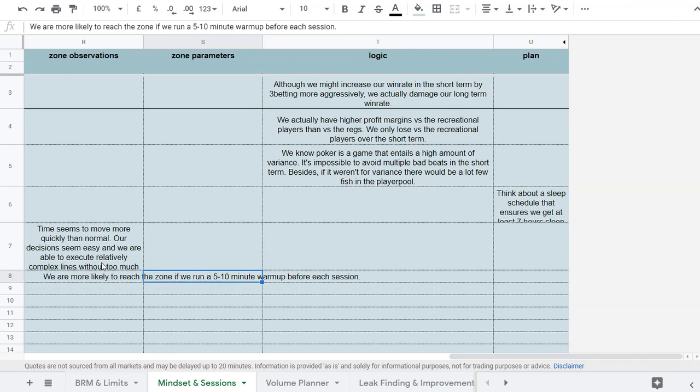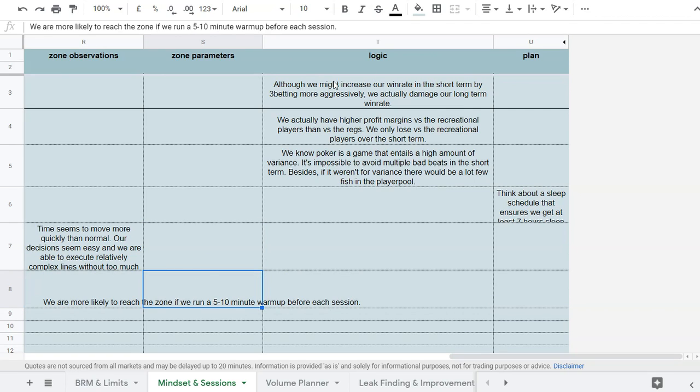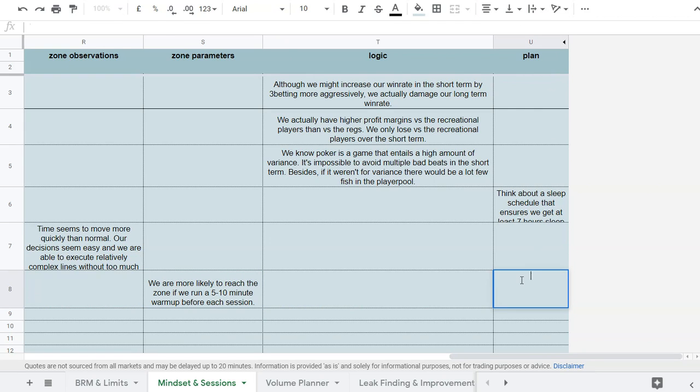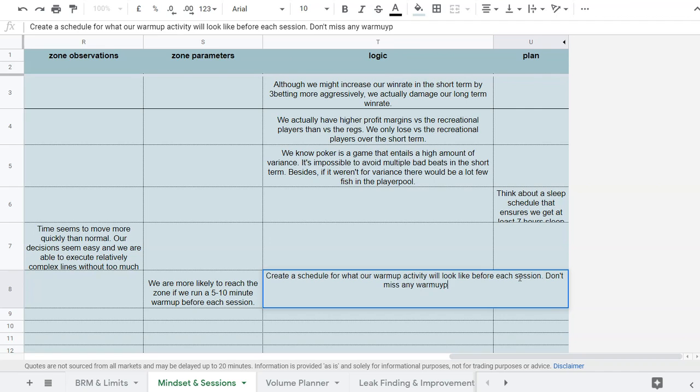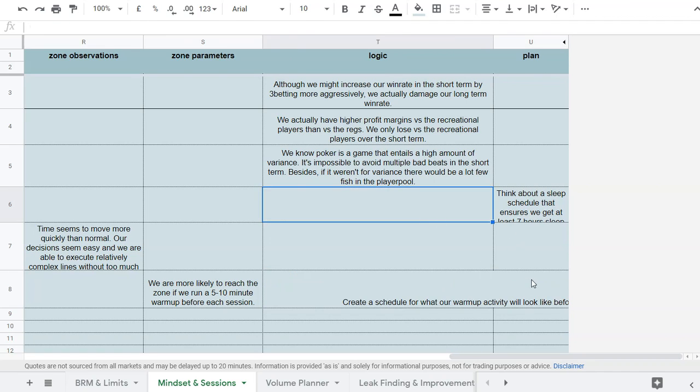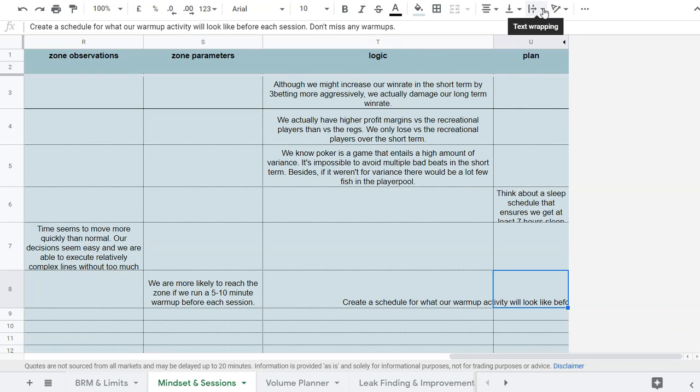Well, now we have one of our zone parameters. So if that's really true, if we increase the frequency of A game play by running a 5 to 10 minute warm-up session, well, that needs to be part of our plan, right? Again, this is not logic. We don't want to inject logic here. We actually want to create a plan. Create a schedule for what our warm-up activity will look like for each session. Don't miss any warm-ups. So now that we understand the importance of the warm-up, now we understand that it's one of our zone parameters. It contributes to reaching our A game at a higher frequency. Part of our plan should be to not exclude that from our routine.